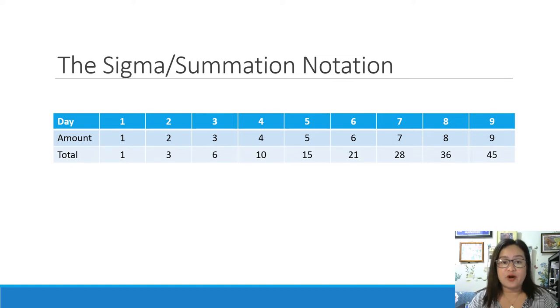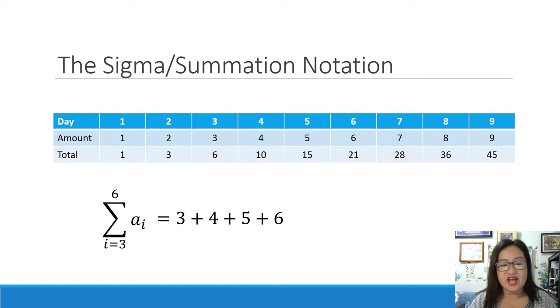Let's have a clearer view of the sigma notation. Let's say we have the summation of a sub i, where i starts from 3 up to 6. If we are considering the table of values that we have a while ago, this means that we are going to add only the terms from the third up to the sixth entry. So that would be 3, 4, 5, and 6. Adding it, it will give you a total of 18.